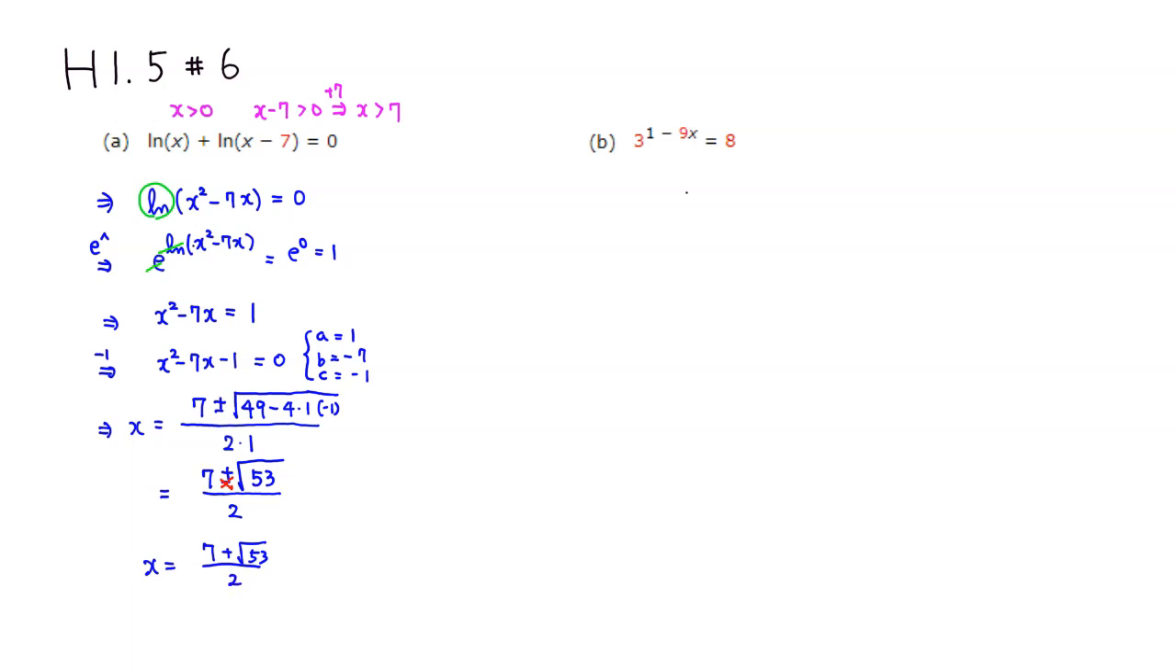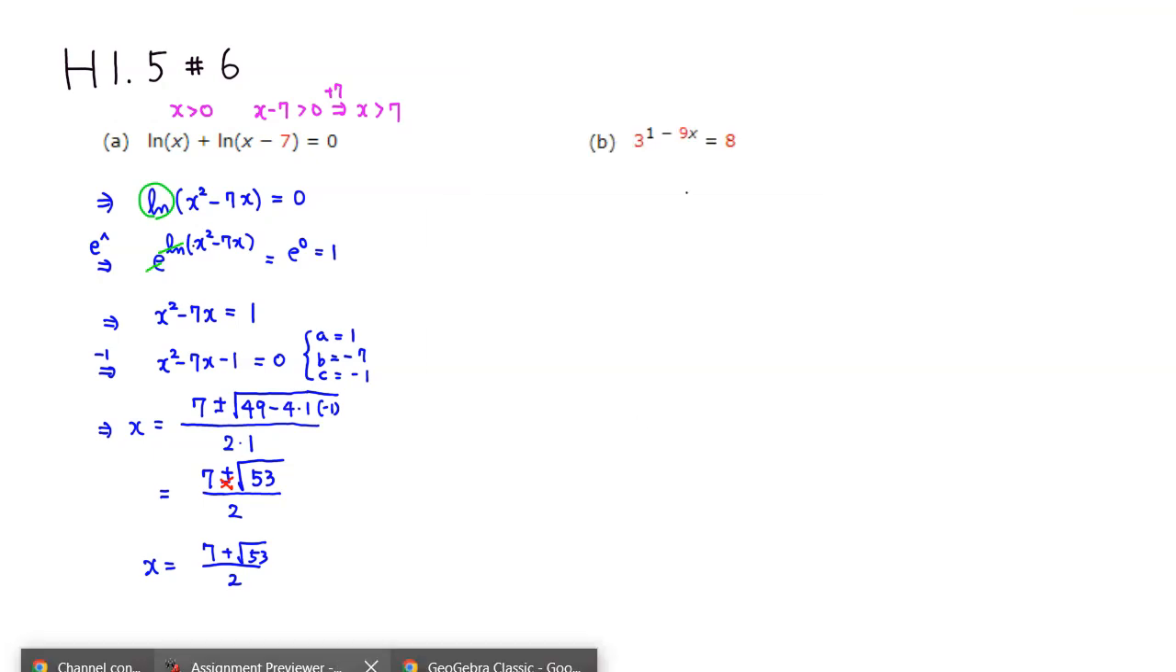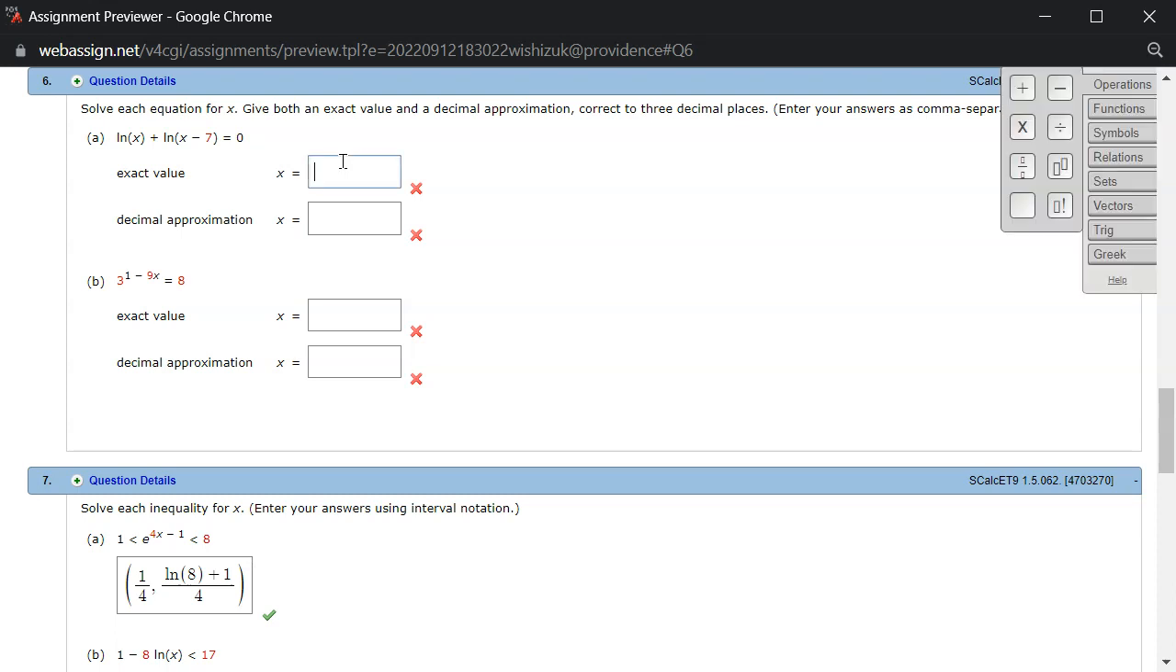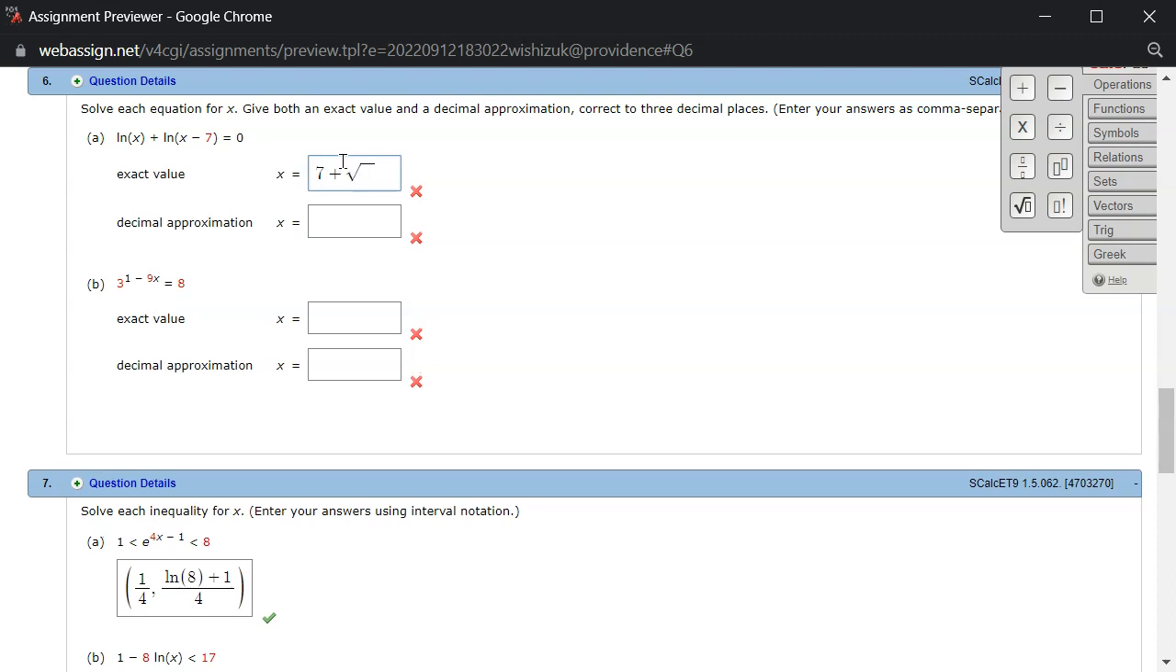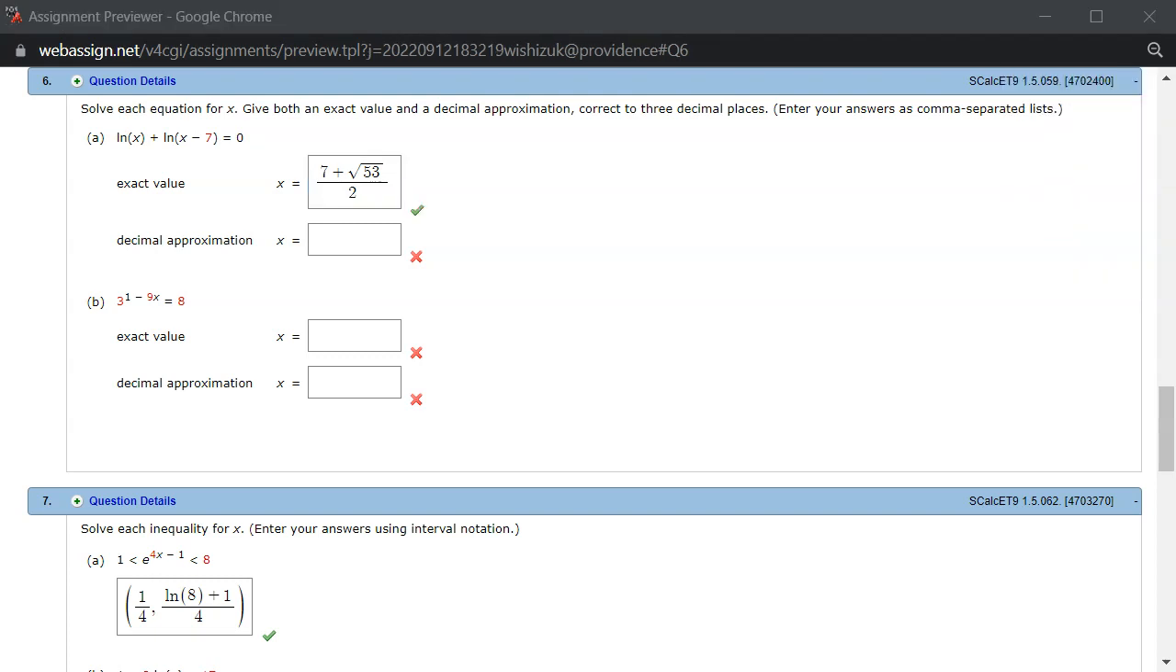Let's type it in. That's not it. Where is that? Here. The answer is 7 plus square root of 53 over 2. Let's check the answer. It came back and looks like we got this one correctly.